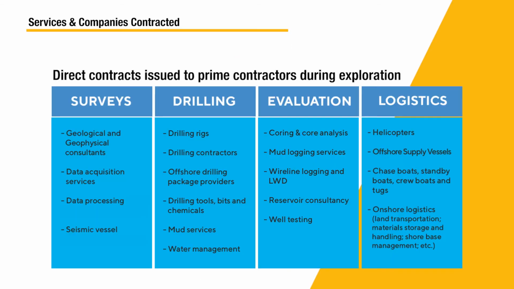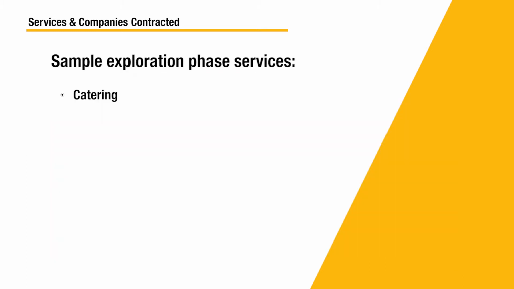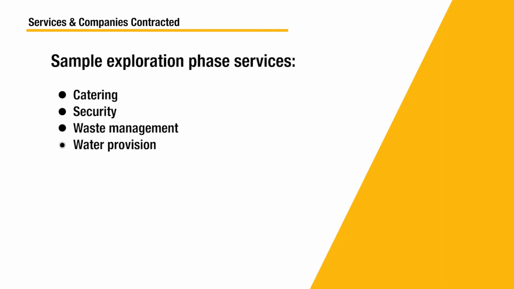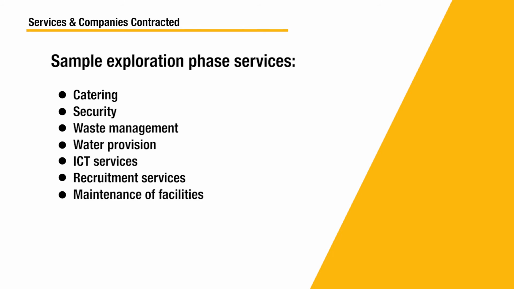Companies are recruited to do the exploration phase by direct contract. They are primarily the provision of services at this stage and not the purchase of goods. But each of the services listed here is supported by a vast range of indirect services supplied onshore, such as catering, security, waste management, water provision, ICT services, recruitment services, maintenance of facilities.